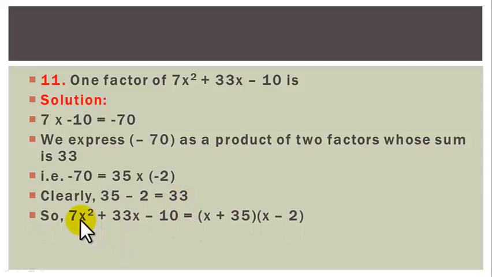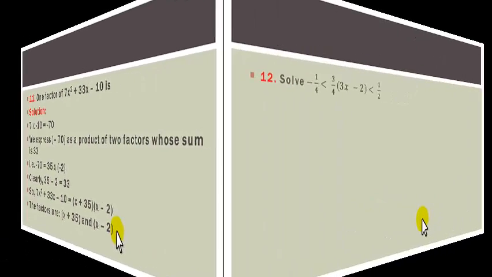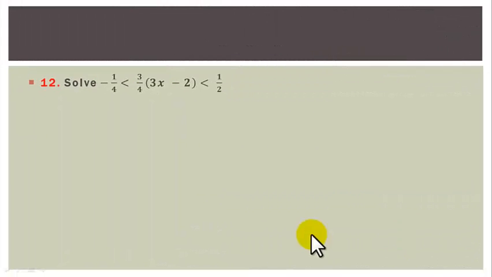So we can therefore factorize 7x squared plus 33x minus 10 as x plus 35 times x minus 2. So the two factors of this expression are x plus 35 and x minus 2. Question 12. Solve minus 1 over 4 less than 3 over 4 times 3x minus 2 less than 1 all over 2.